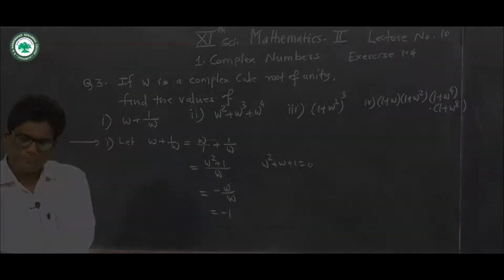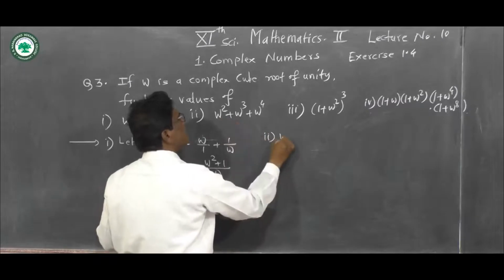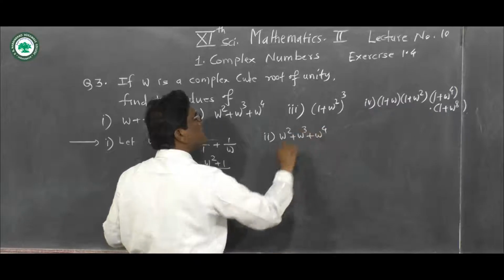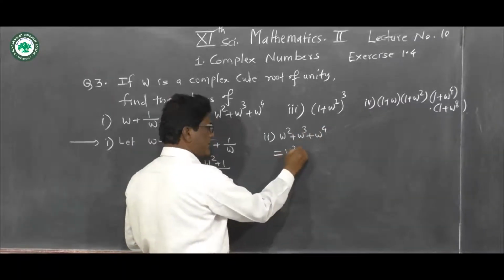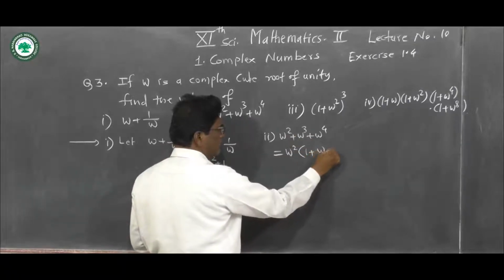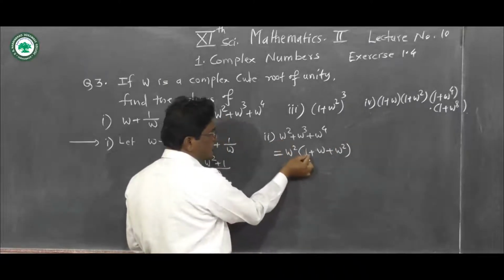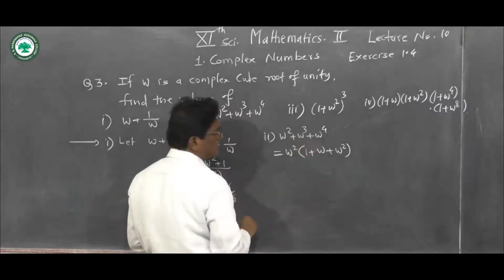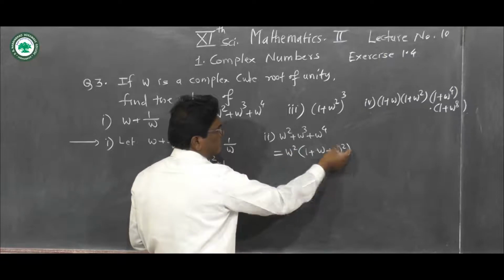Now second problem. Consider omega square plus omega cube plus omega to the power 4. Now here take omega square common. So omega square in the bracket, here 1 plus omega plus omega square. We take omega square common. So here 1, here omega square outside. So here 1, omega remains, and here omega square remains.